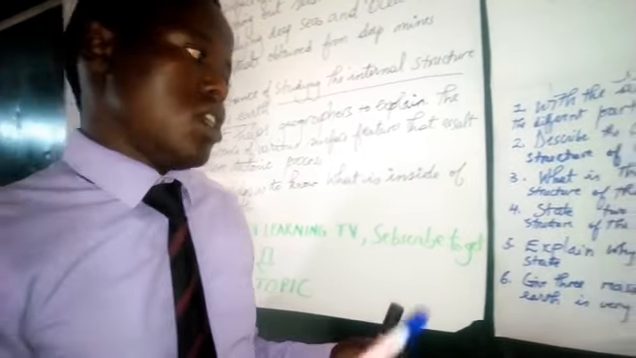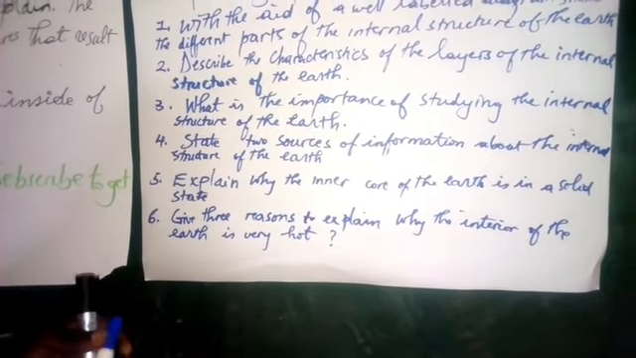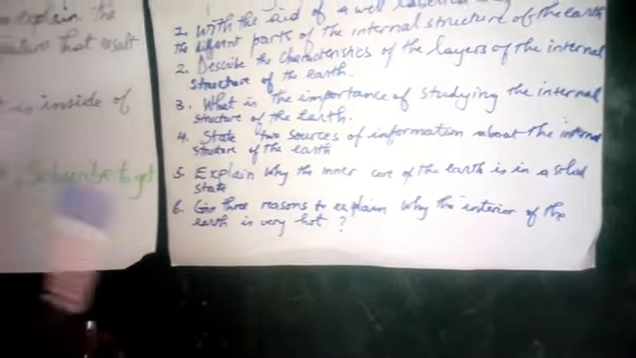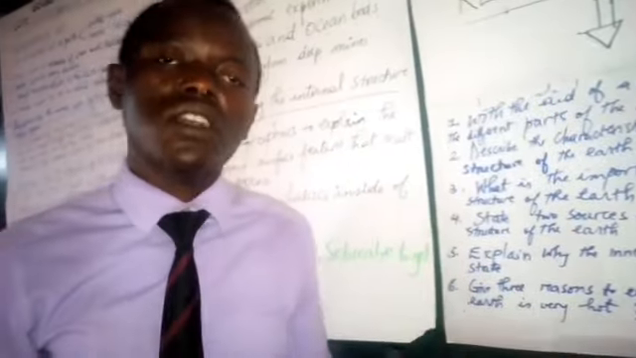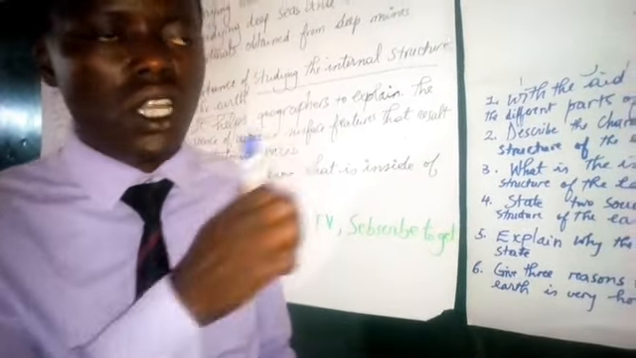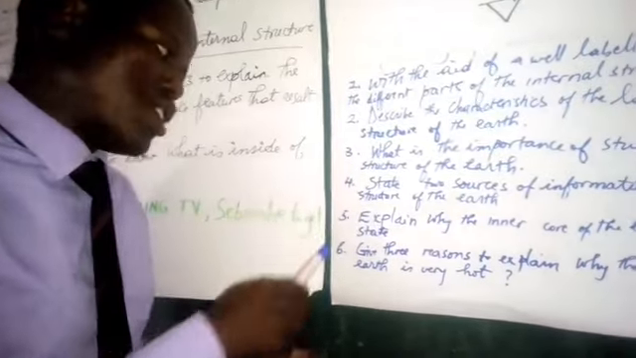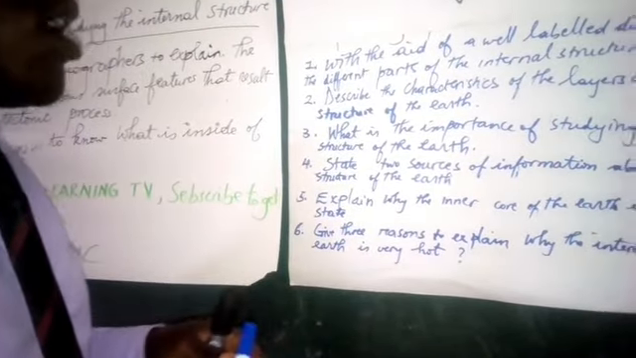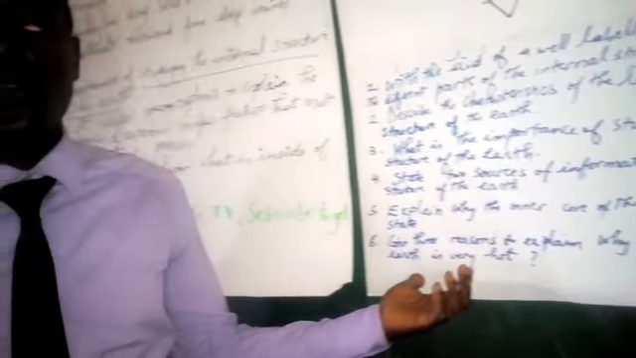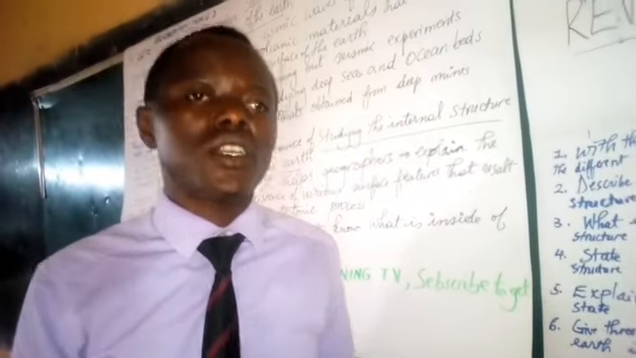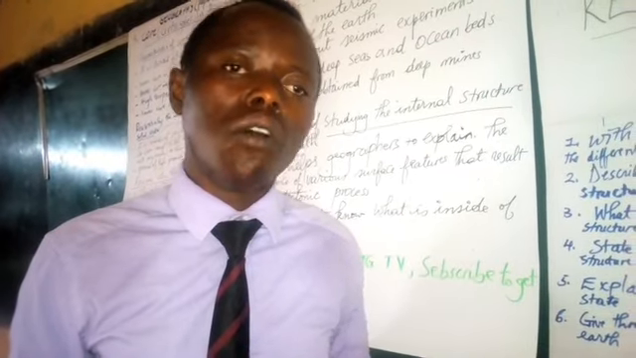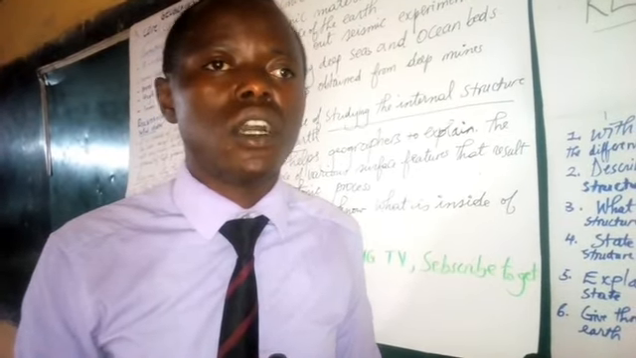of the earth. Question 5. Explain why the inner core of the earth is in a solid state, meaning that you will give the reasons why the inner core is always in a solid state, as we discussed previously. Lastly, give 3 reasons to explain why the interior of the earth is very hot. So this question requires you to give reasons, as we studied previously, why the interior of the earth has high temperature or is very hot.